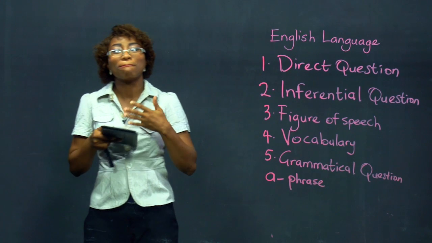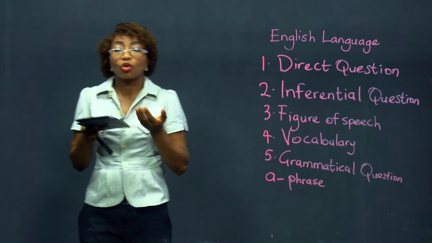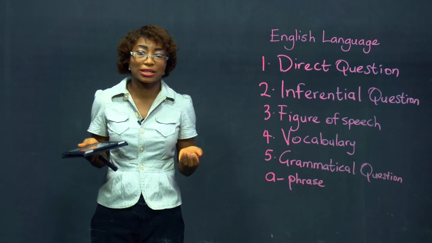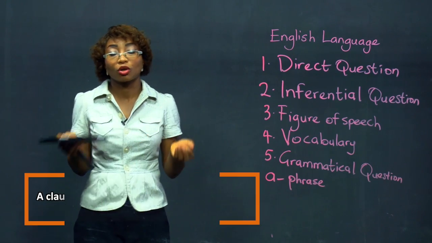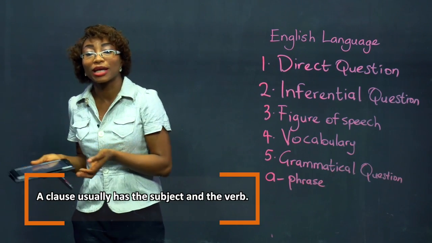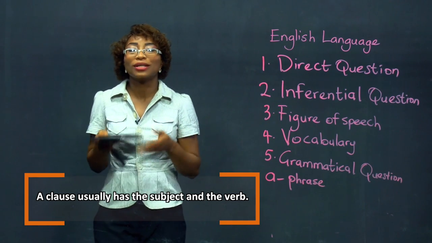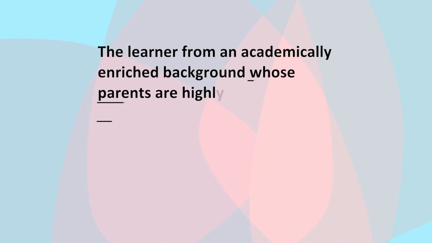Another type of grammatical question that can be asked is about adjectival clause. Now, what is a clause? A clause usually has a subject and a verb. The subject is the person or the thing doing something in a sentence. I'll give you an example.